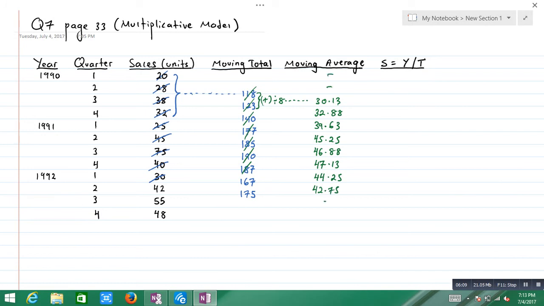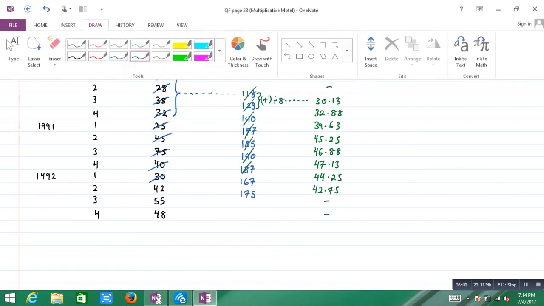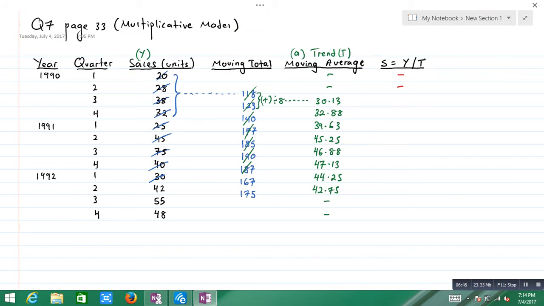So you get 1.26. 38 divided by T gives 1.26. Check. Do you get the same answer?